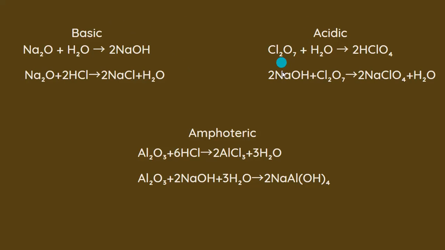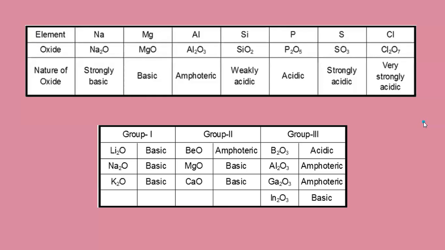So basically, there are acidic, basic, amphoteric and neutral oxides. Acidic oxides will act as an acid in the presence of a base. Basic oxides will act as a base in the presence of an acid. Amphoteric oxides can act as both acid as well as a base, depending upon the environment they are present in.